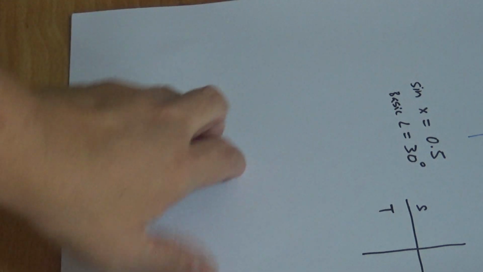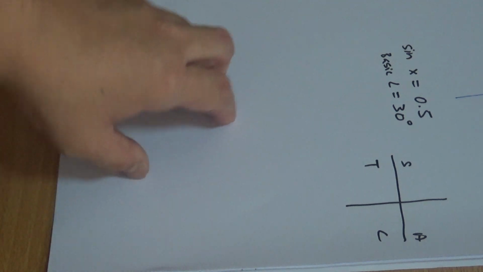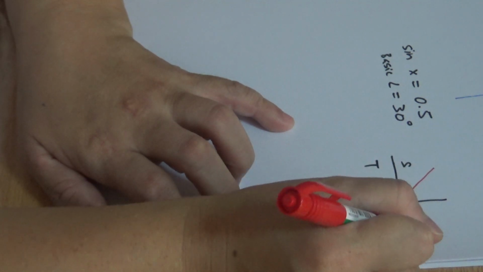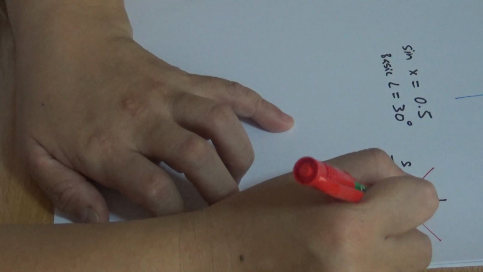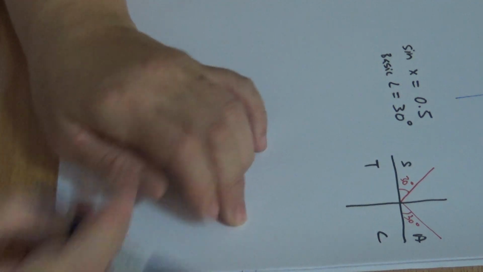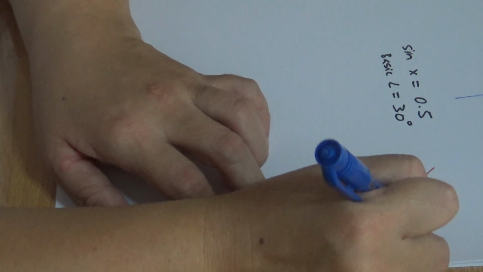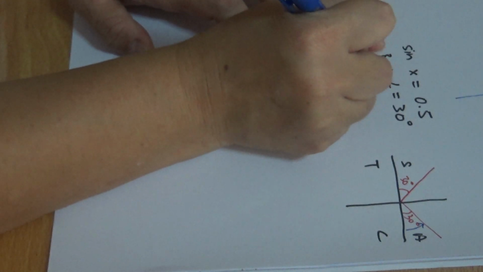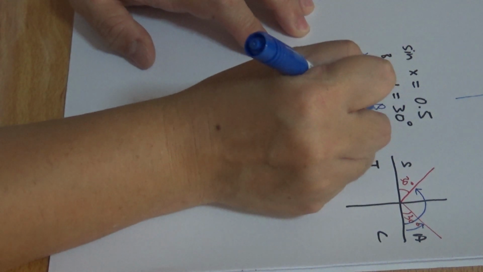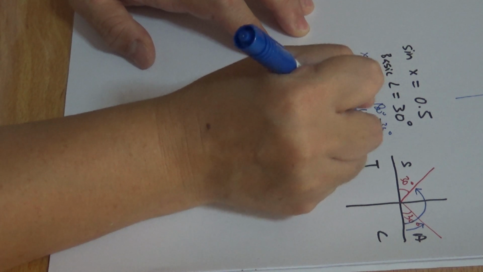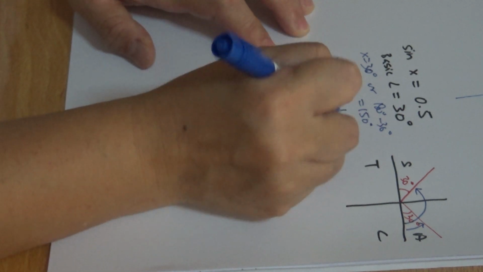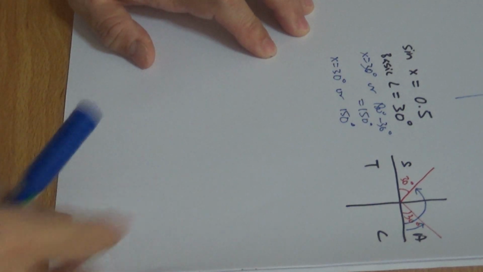CAST. Sine is positive. That means it's either here or here, because all positive, sine positive. Now the basic angle is 30. So what is my answer? My answer will be here, x is 30 degrees, or all the way here, 180 minus 30, that is 150 degrees. So the final answer should be x equals 30 degrees or 150 degrees.